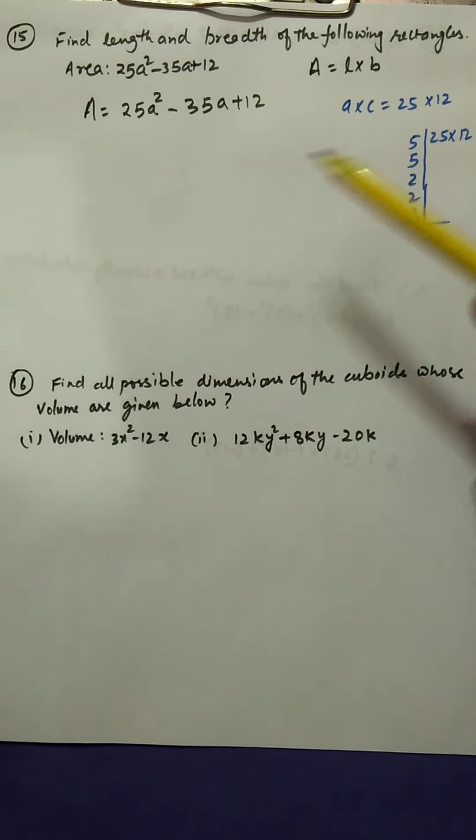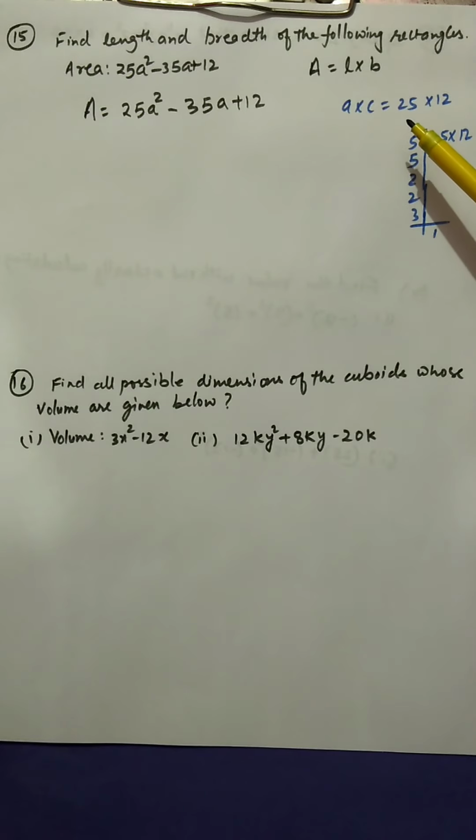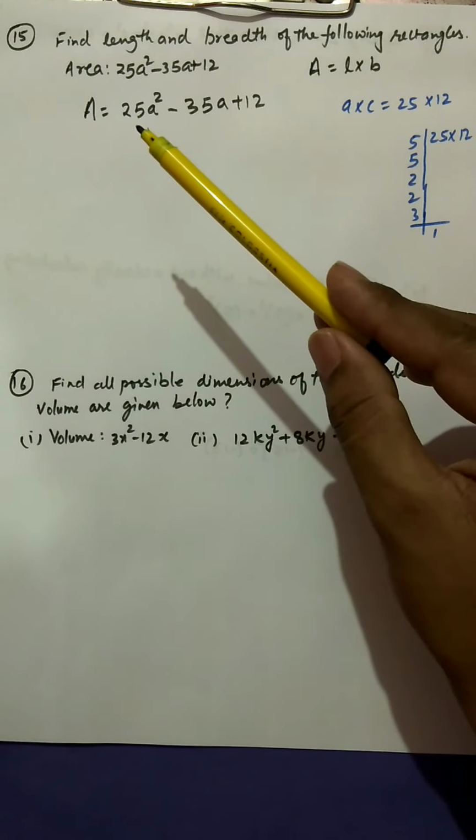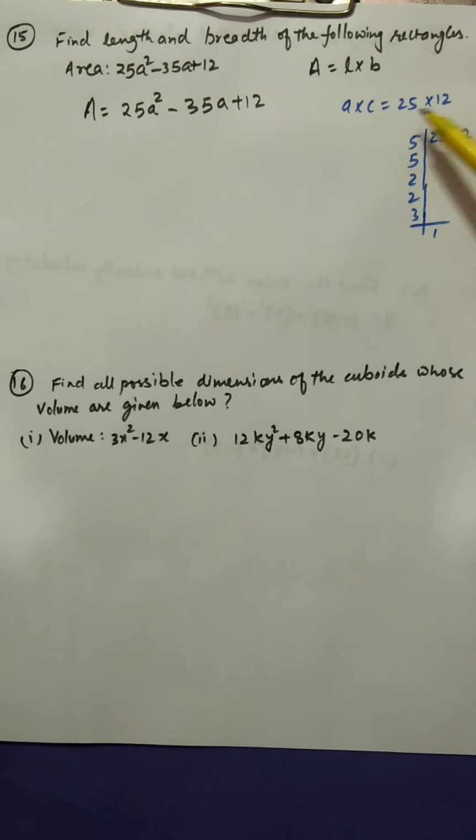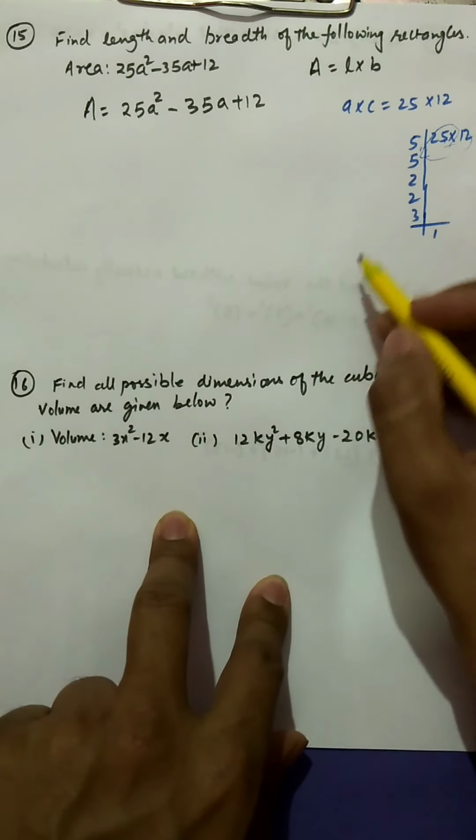So this a into c we do, this is 25 and this is 12. So a is 25 and c is 12, so 25 into 12. Rather than you multiply this again and again, you find the factors. Better you see 25 factors are 5 and 5, and 12 factors are 2, 2 and 3, and last one will be 1. So you can do this yourself.